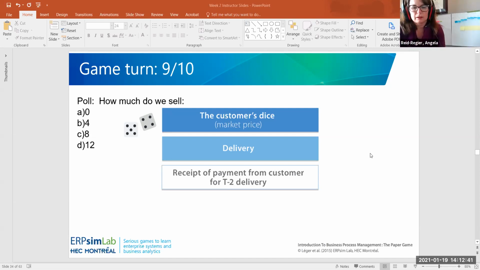So I'll count out 12 sheets of paper. 1, 2, 3, 4, 5, 6, 7, 8, 9, 10, 11, 12. Okay, so we will deliver that to our customer, and then we have to invoice them. In 2 turns down the road, they will owe us, right? So $6 times 12. Okay, so there's our invoice to our customer.